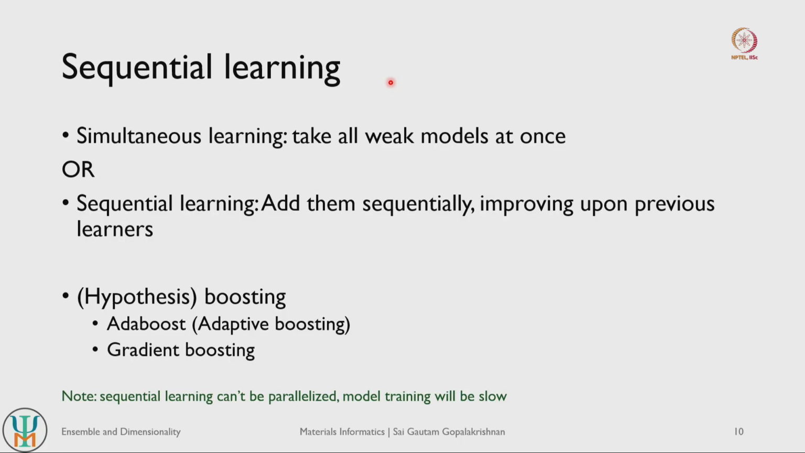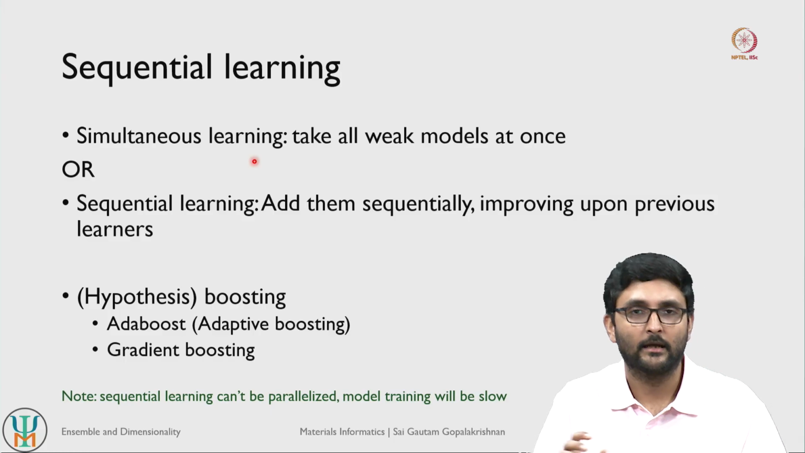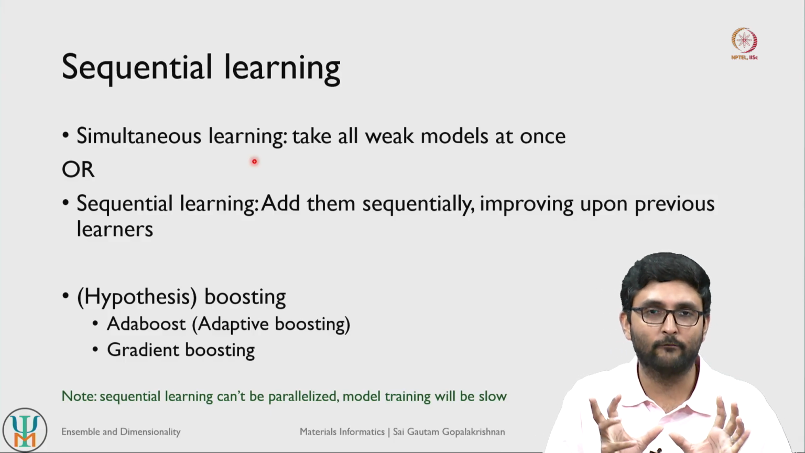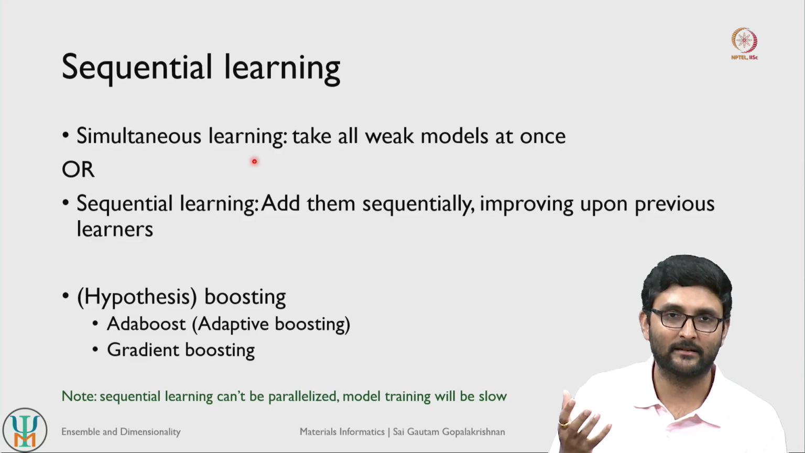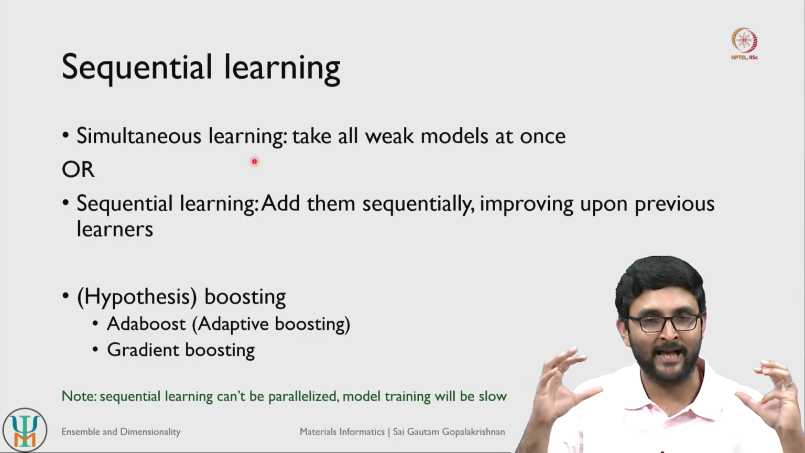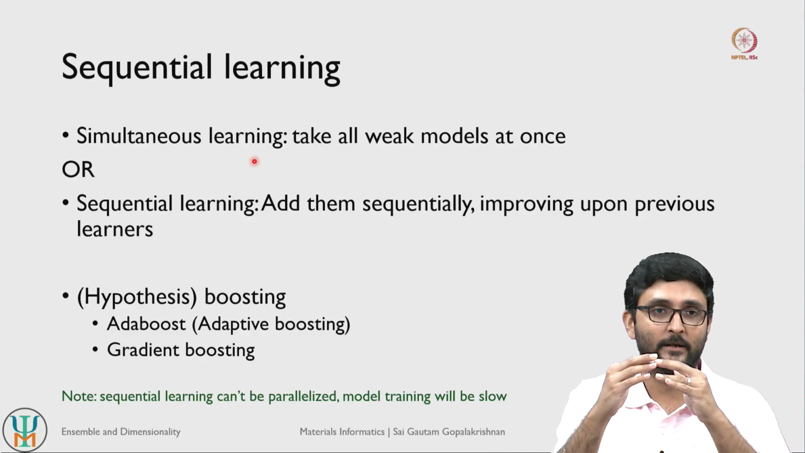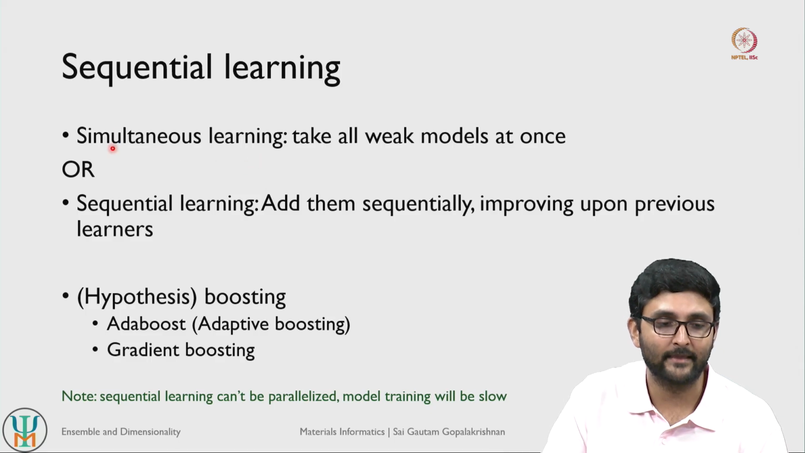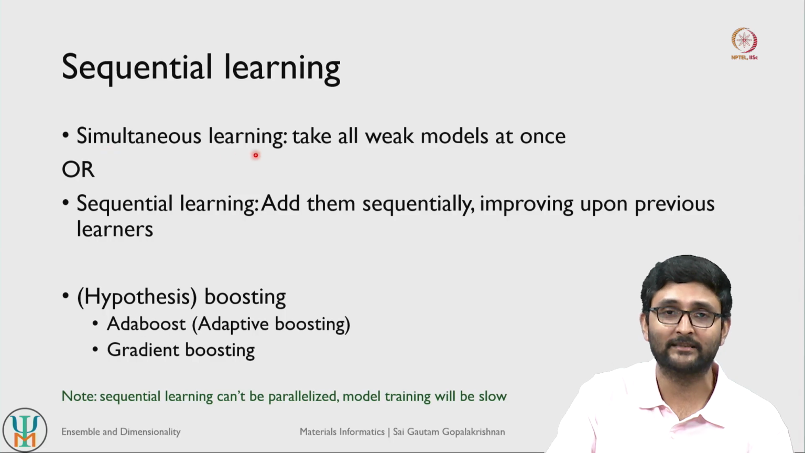Okay. So with that we move on to what is referred to as sequential learning. In ensemble models there are two ways that you can actually learn. One is what is referred to as simultaneous learning. We create all the weak models at once, ask them to make predictions at once, and then we take the aggregation of those predictions. That is how typical random forests work. So that is referred to as simultaneous learning.